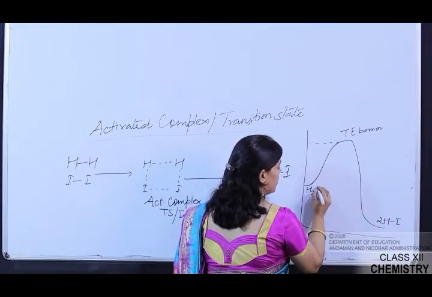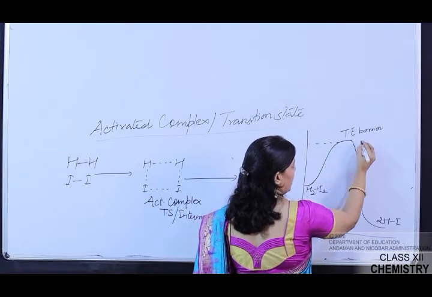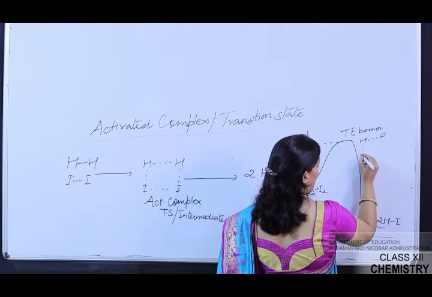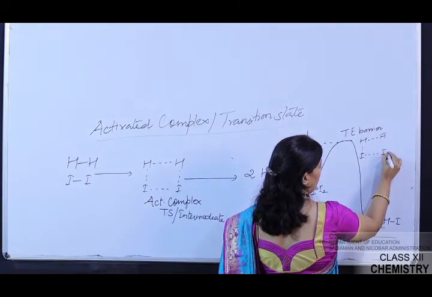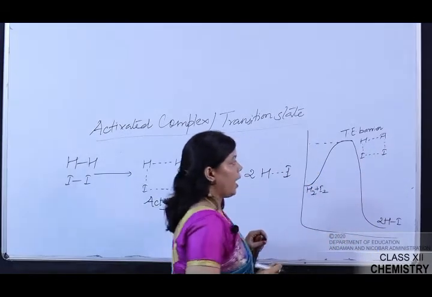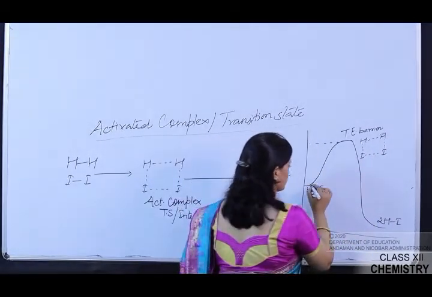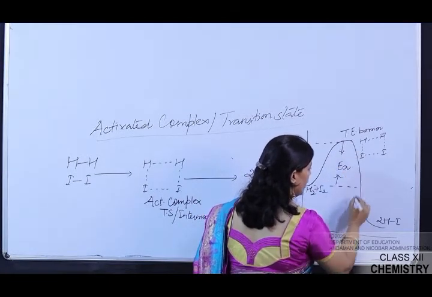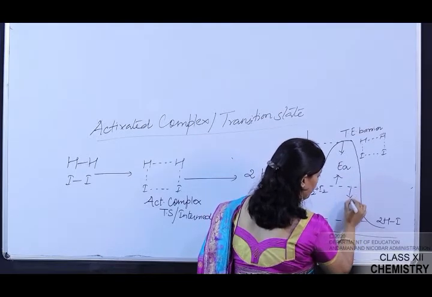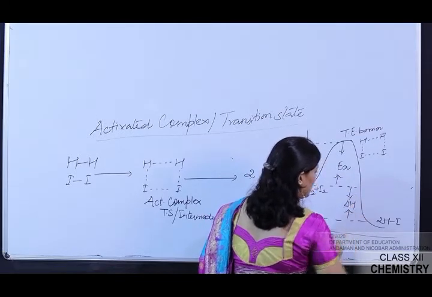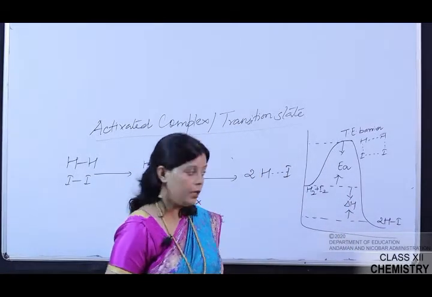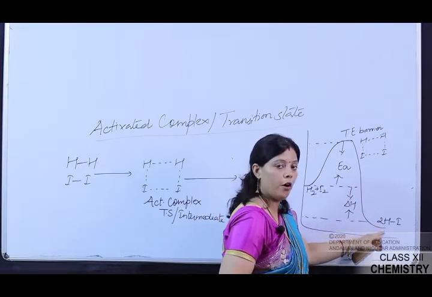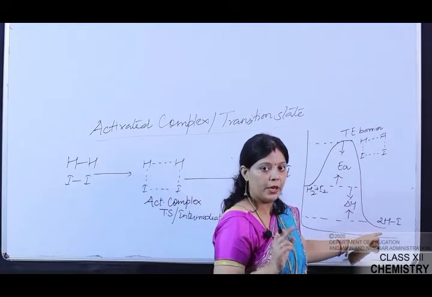Here the hydrogen plus iodine, and at the intermediate state the bond between hydrogen and hydrogen is broken down, the iodine bond is broken down, and a new bond between H-I is formed. This energy is named as the activation energy, and the difference in the energy of the reactant and product is named as the enthalpy of reaction, that is the difference in the energy of reactant and the energy of product at a given constant temperature and pressure.